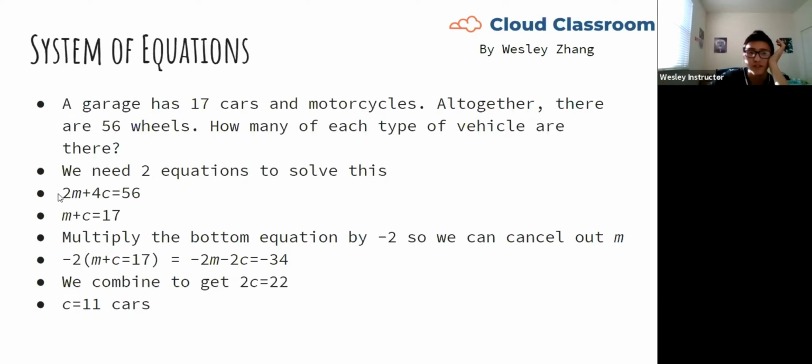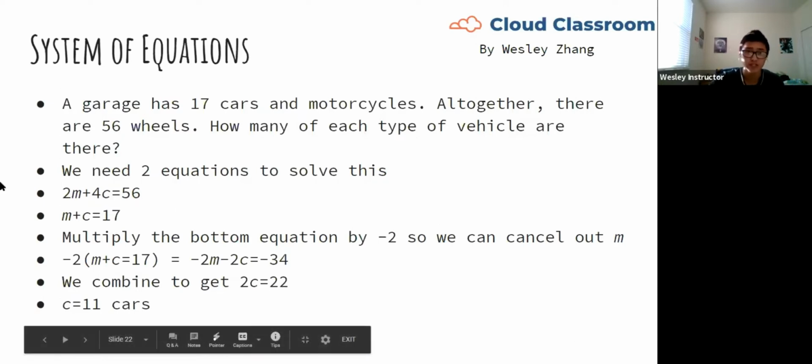So if you guys see here, we need two equations to solve this. So 2m plus 4c equals 56. This is the equation for wheels. And I chose my variables so that they represent the first letter of what I'm finding. So m equals motorcycle and c equals car. And there's 56 wheels in total. And there's 2 wheels on motorcycles, and there's 4 wheels on cars. So that's why there's a 2m and a 4c. So that's my first equation.